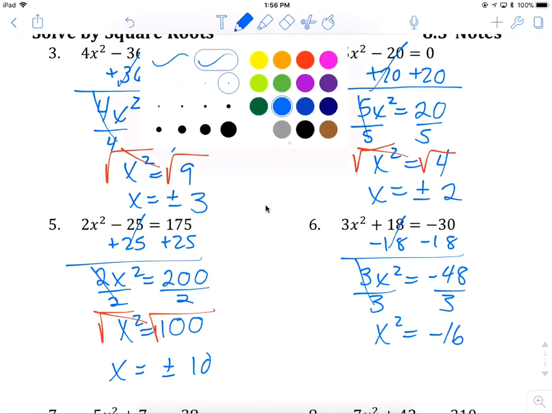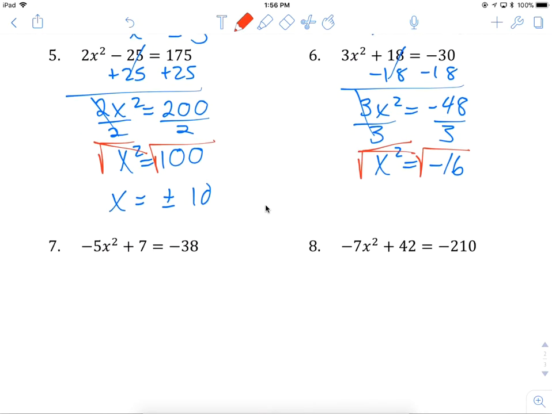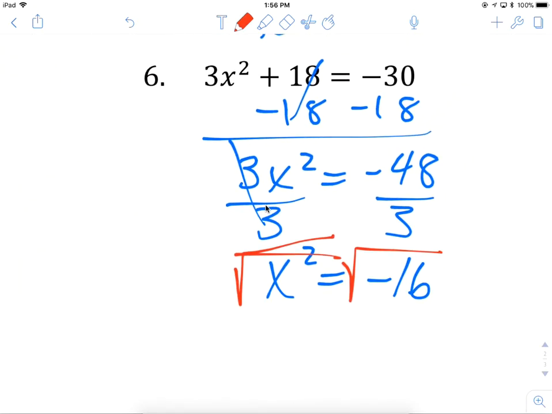Now, something might be standing out to you, because as soon as I go to cancel out my squared, what happens if I try to square root a negative? You can't. Make yourself a little side note here. You can't square root a negative number.